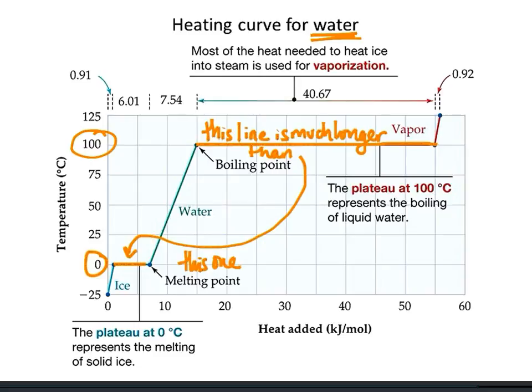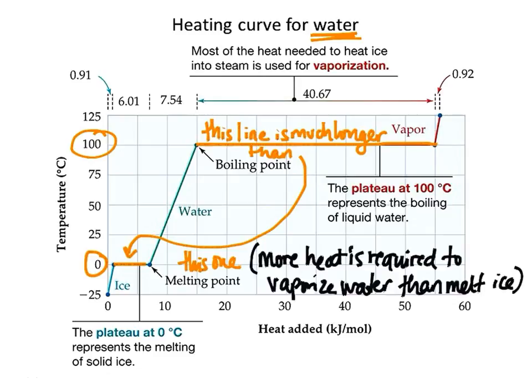Also, the length of the lines is relevant. The length of the vaporization line is much longer than the length of the fusion line, and that's because it requires more heat to vaporize a sample of water than it does to melt the same sample of water. More heat is required. You can see the numbers at the top that are relevant. These numbers at the top would refer to this process, each segment for 1 mole of water.